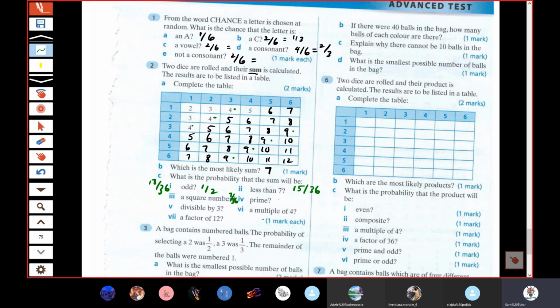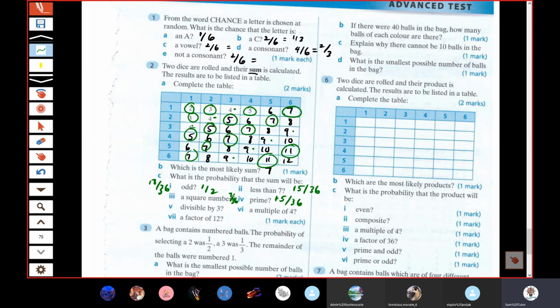A prime number. Prime numbers don't have any factors other than 1 and themselves, right? So 2 is a prime, 3 is a prime, 5 is a prime, 7's a prime, and 9 isn't, 8 isn't, 10 isn't, 11's a prime. So what's that? 1, 2, 3, up to 15 out of 36. Easy so far.